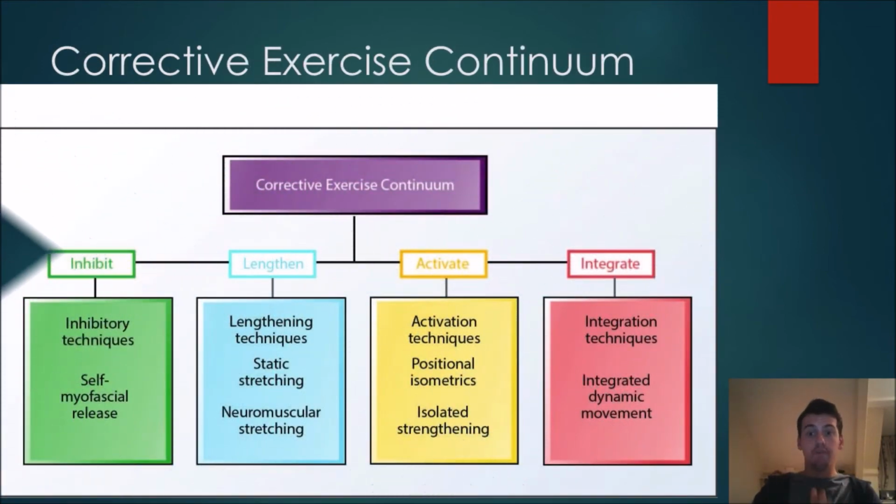The corrective exercise continuum that I will be following for my corrective exercises goes as follows: inhibition, so inhibitory techniques like myofascial release, lengthening techniques like neuromuscular stretching. Then we also have activation techniques, positional isometrics and isolated strengthening, and then integration techniques.